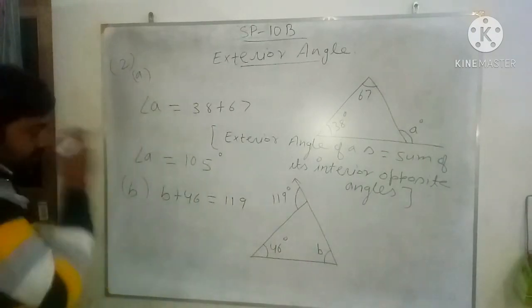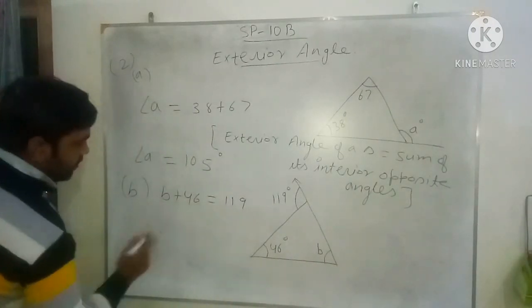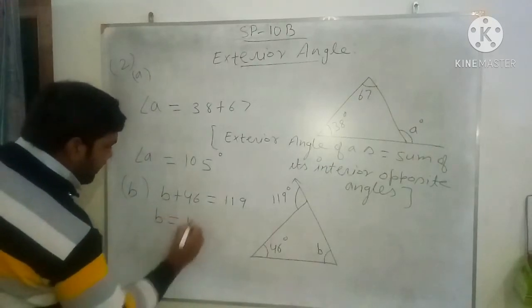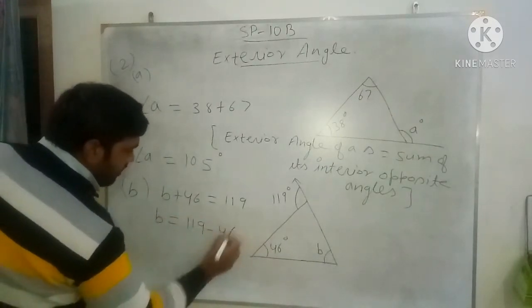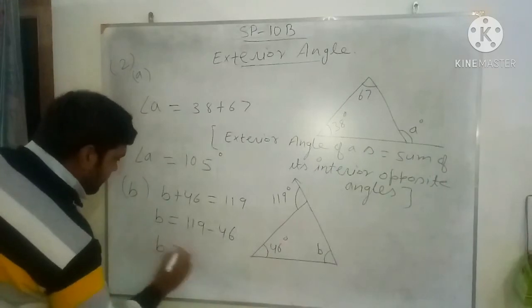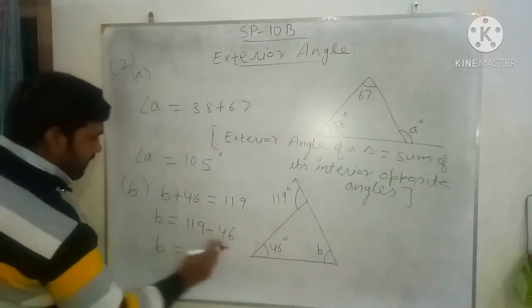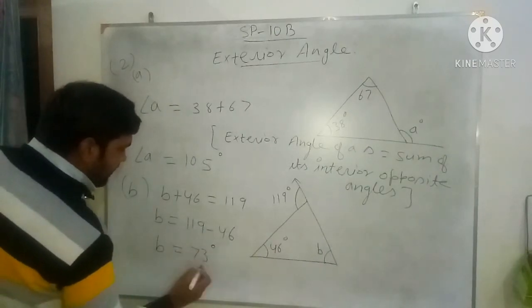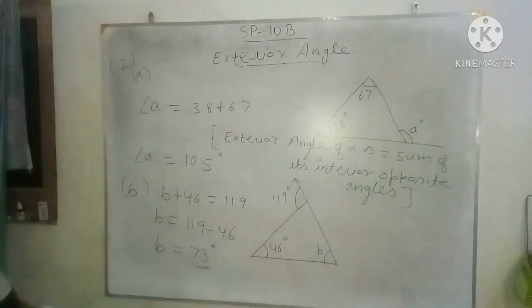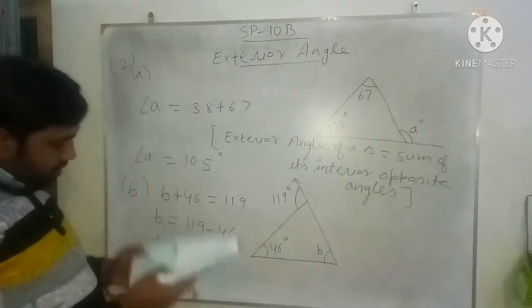Now see, the exterior angle is equal to the sum of its interior opposite angles. So B will be 119 minus 46. So B is equal to 9 minus 6 gives you 3, 11 minus 4 gives you 7. That is 73 degree. So what you get? 73 degree. Okay.